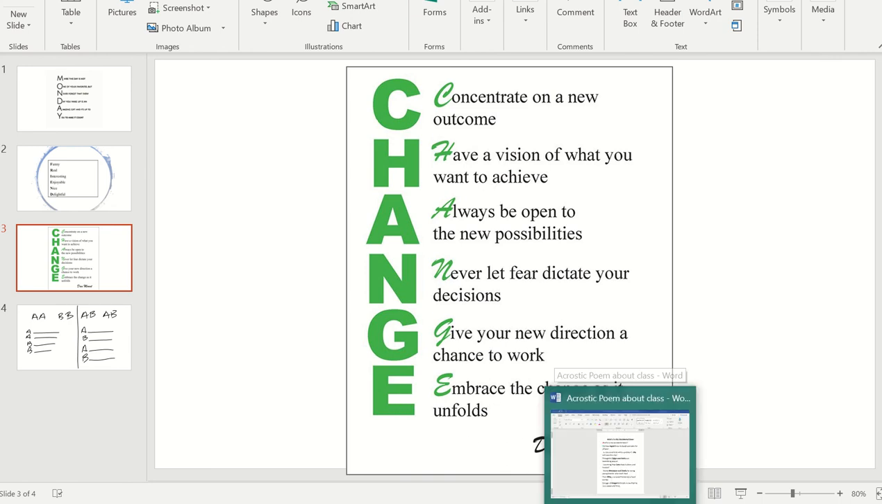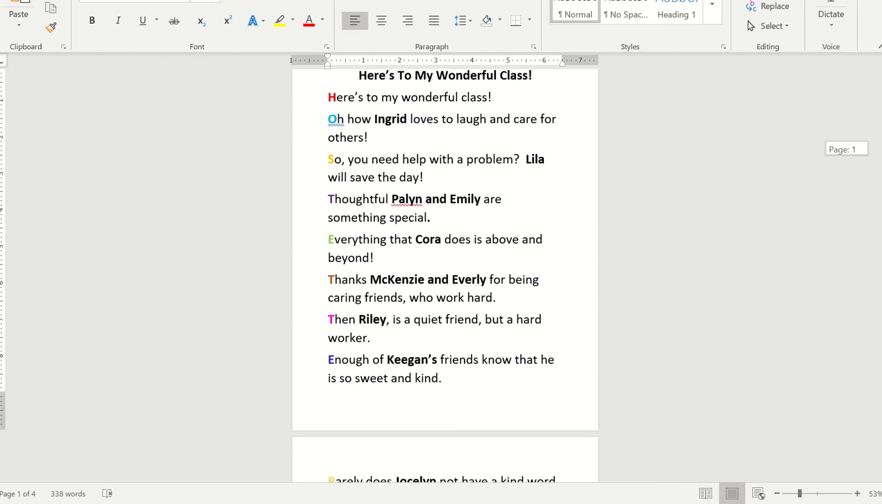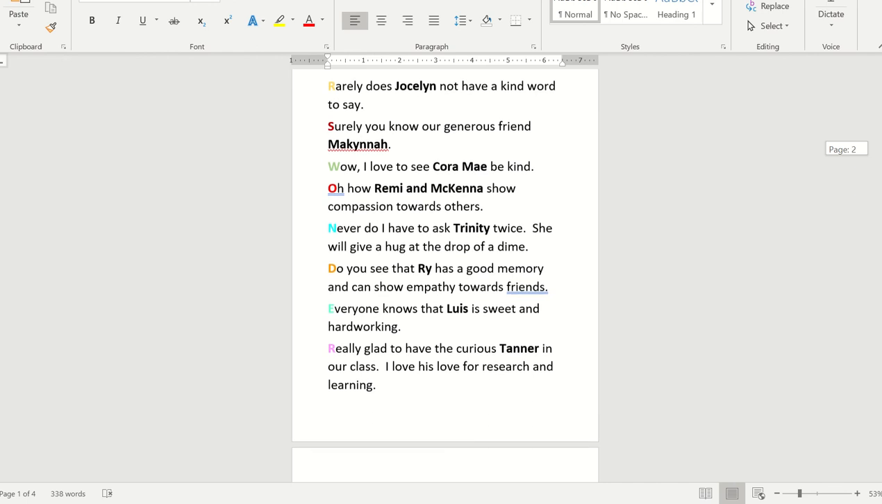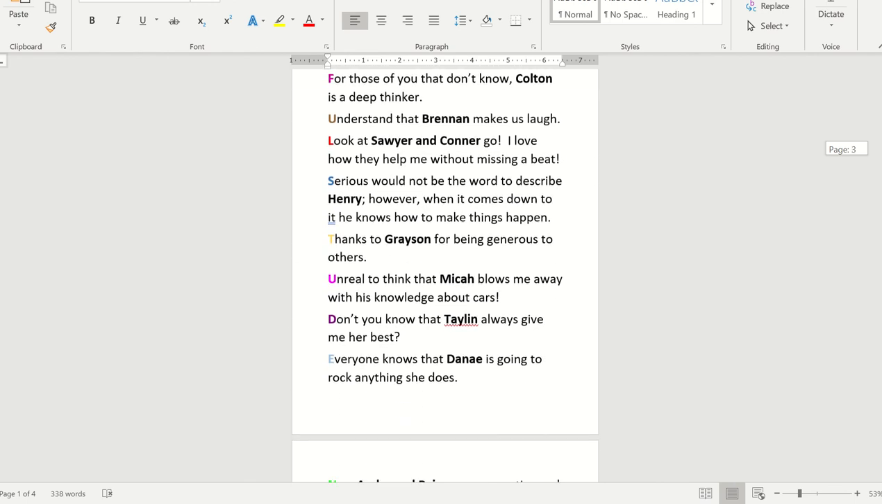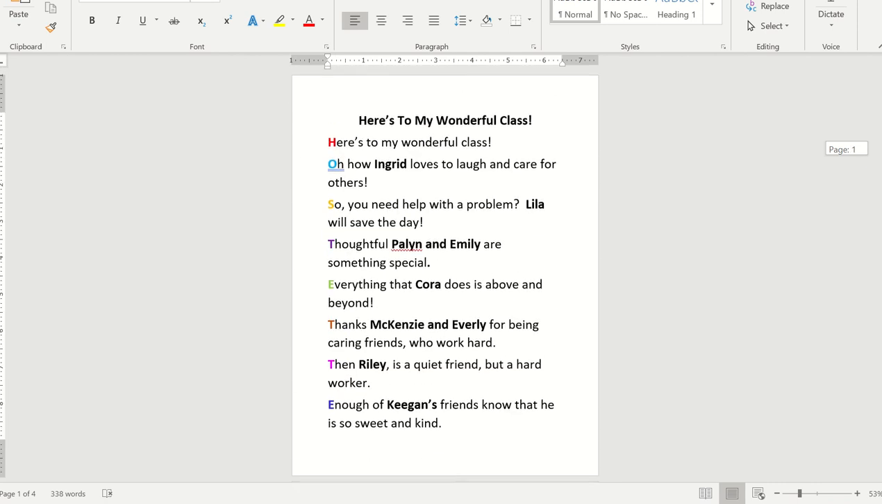And lastly, you can do acrostics like this. So this is my acrostic poem that I wrote. Here's to my wonderful class. And I don't know if I go slowly enough, maybe you'll see what the word is. Hosteders, wonderful students. It's a very long poem. So I'm not going to read it out loud, but if you would like to read it, I will put the document on the writing page on Yammer so that you can read it.